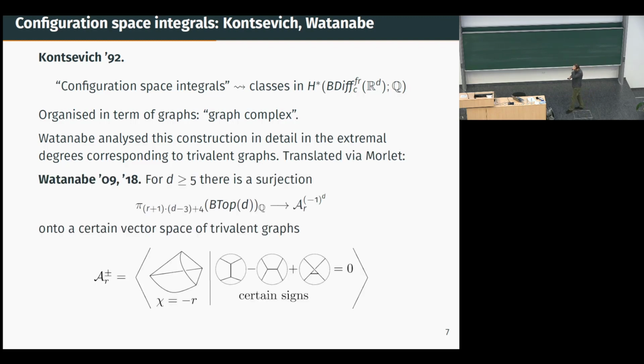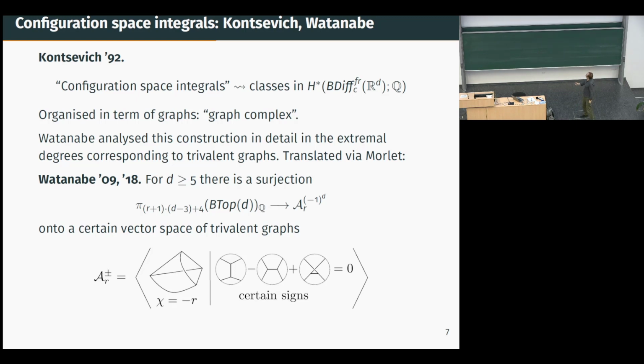And let me just show you what he said. He said the following. In any dimension, there's a surjection from certain homotopy groups. Don't worry yourself unduly about the index. Certain homotopy groups of Top(d) onto a vector space of certain trivalent graphs. Okay? And there's an index r, which corresponds to the index r over here. And this vector space of trivalent graphs is the following. You look at the vector space of trivalent graphs, so graphs where every vertex has exactly 3 edges coming into it, that have r+1 many loops, or in other words, whose Euler characteristic is minus r. And then you say, if I have 3 graphs that only differ inside a little ball, and they differ exactly as these 3 pictures indicate, so-called IHX relation, then you say that linear combination of graphs is 0.